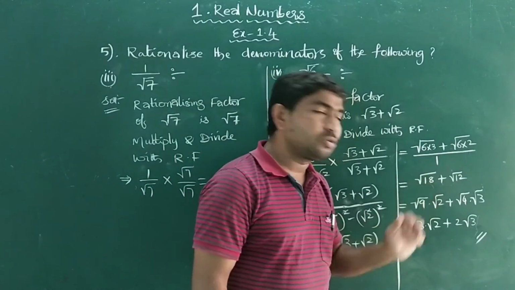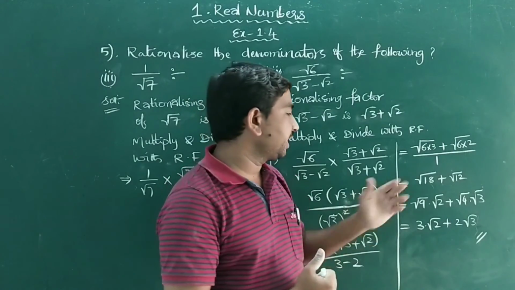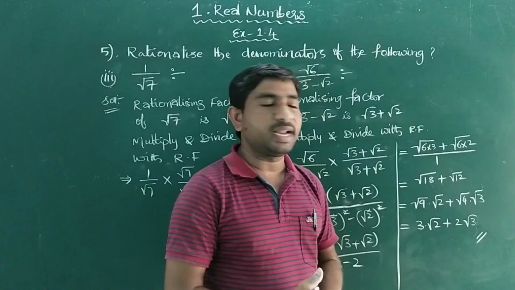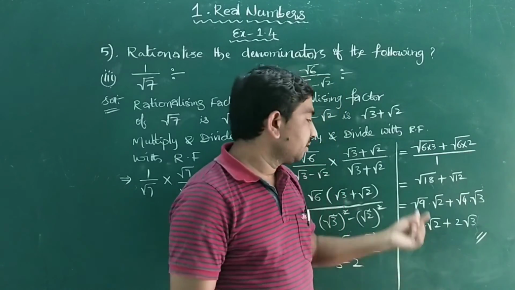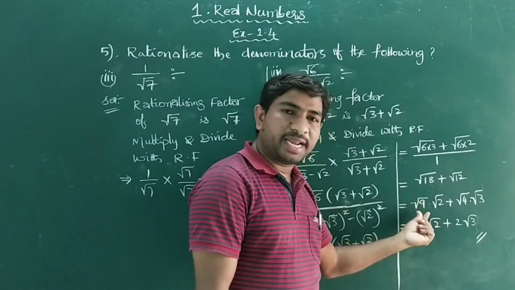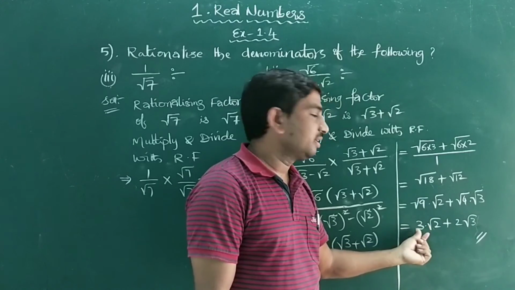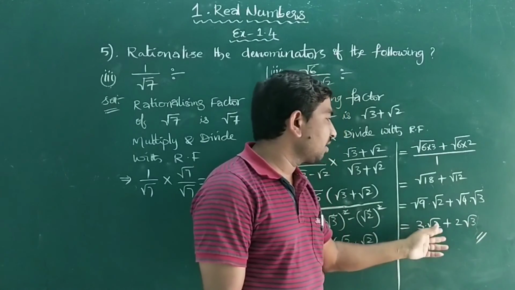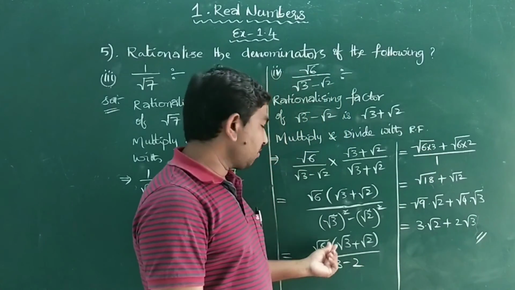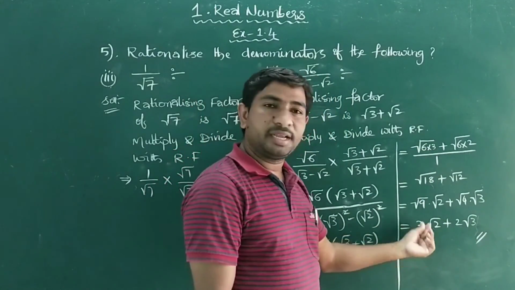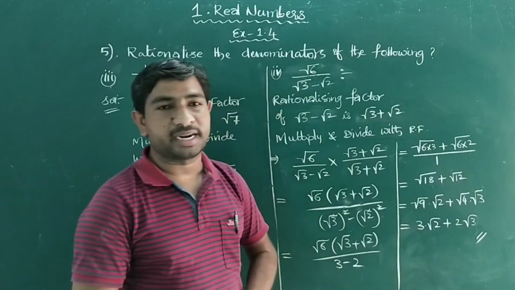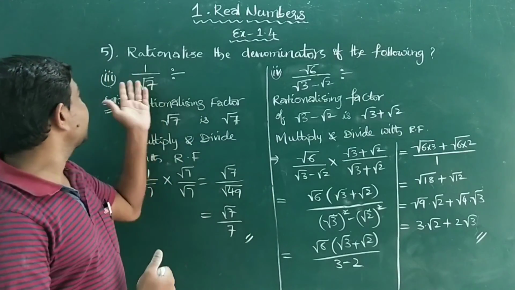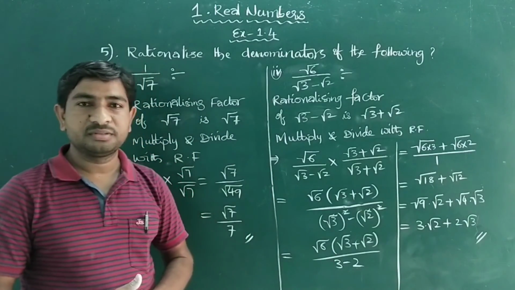Now, for our convenience, we can write root 18 as root 9 into root 2, plus root 12 can be written as root 4 into root 3. Root 9 can be written as 3, so 3 root 2, plus root 4 can be written as 2, so 2 root 3. So the answer for root 6 by root 3 minus root 2 is 3 root 2 plus 2 root 3. I hope you understand. These are the fifth question answers. Okay, thank you very much.